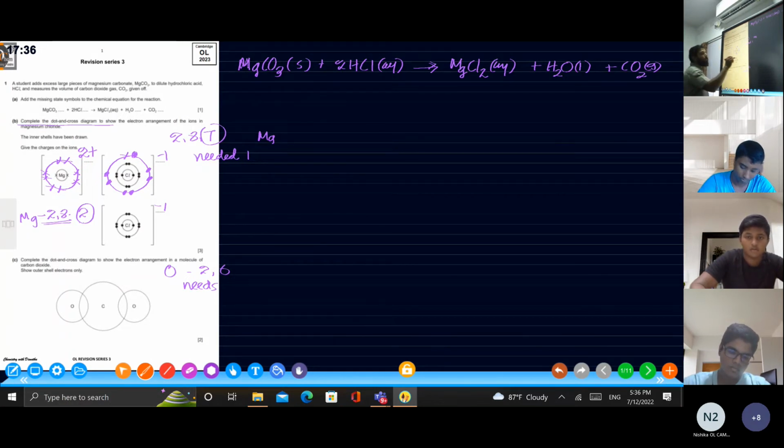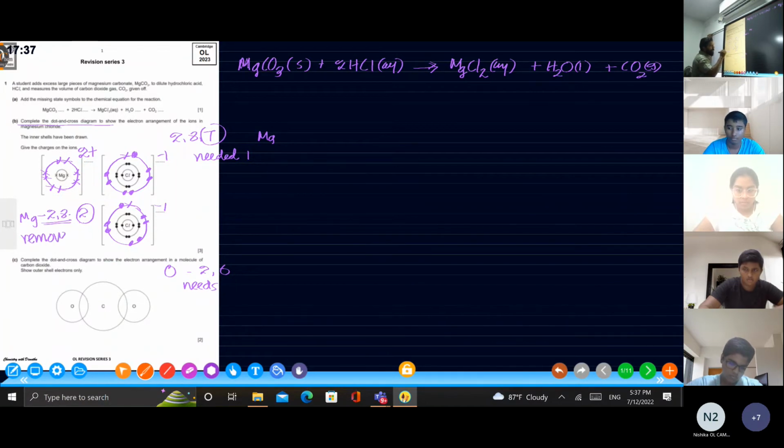Okay, right, so then here we have dot and cross and 6 dots. All right, so this is ionic because magnesium wanted to remove electrons, right? And the chlorine wanted to get electrons.